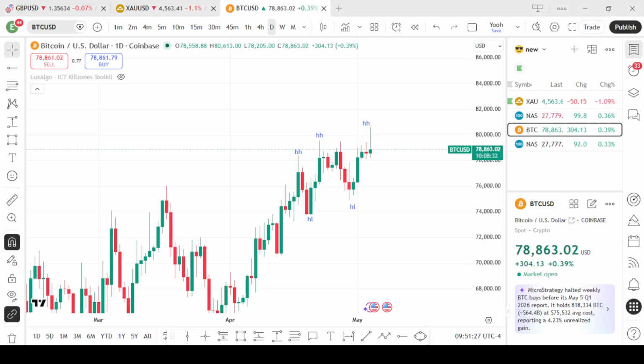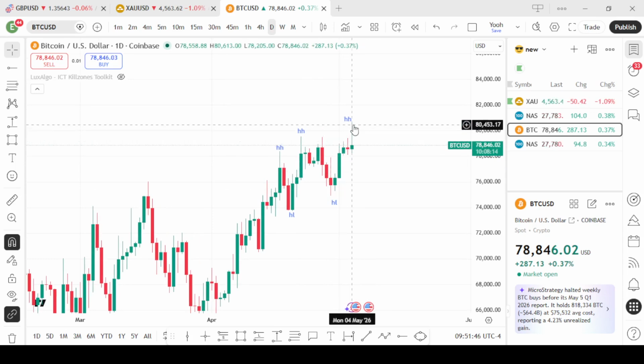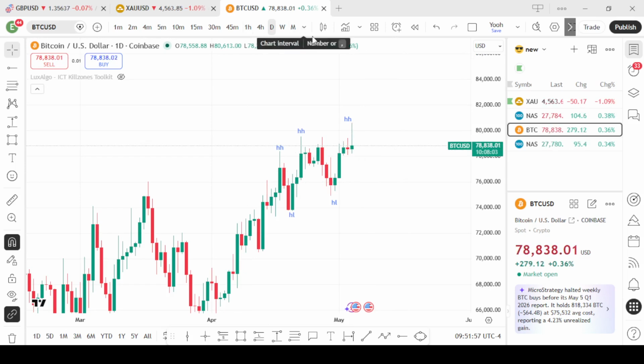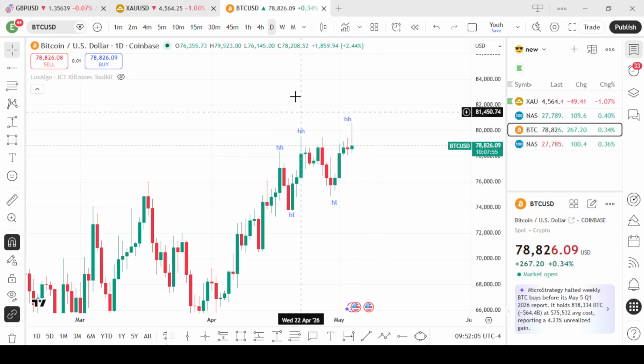We are forming higher highs, but remember on the weekly we are currently on the correction phase. So on the daily we are still in the correction phase, forming higher highs and higher lows. So you would anticipate another higher low, higher high, and so on until it creates a lower low. As long as price is above here, we are still in the correction phase.